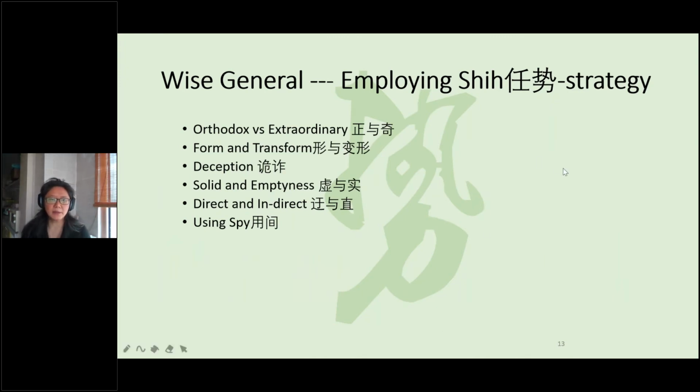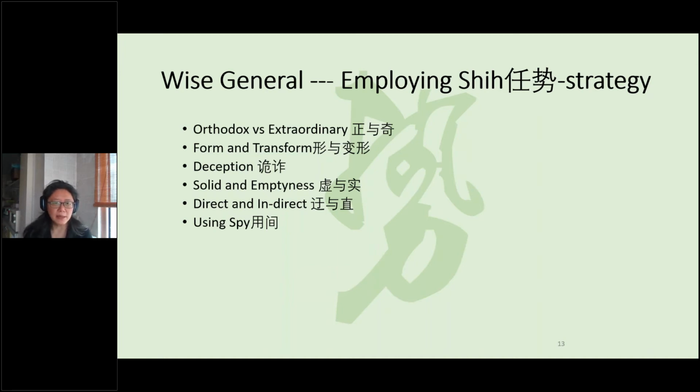So how does employing shi look like in real life? This is some strategy that you can take when you're actually facing up to a situation and you want to employ shi. You can use the strategy of zheng yu qi. In English, it's orthodox and extraordinary, and form and transform, 形与变形, deception, the concept of solid and emptiness, direct and indirect, and even the last strategy is using spies.